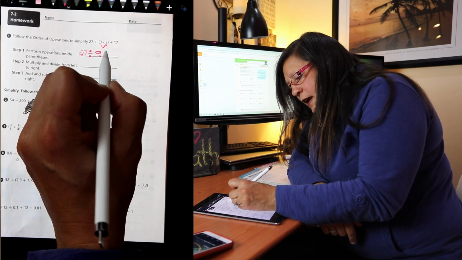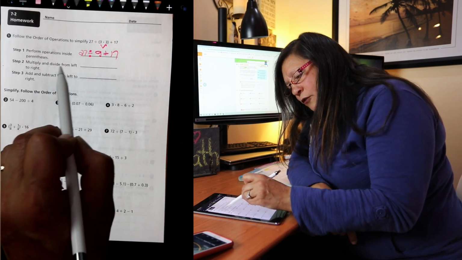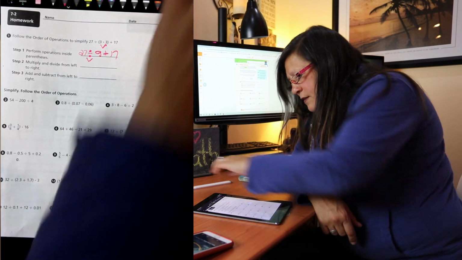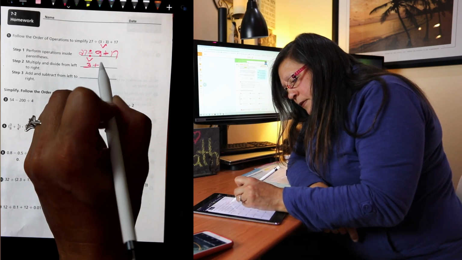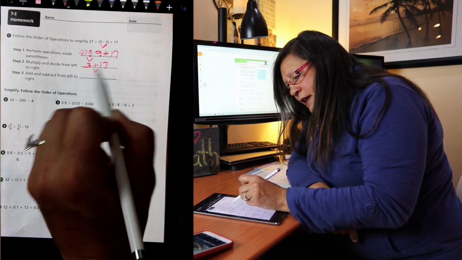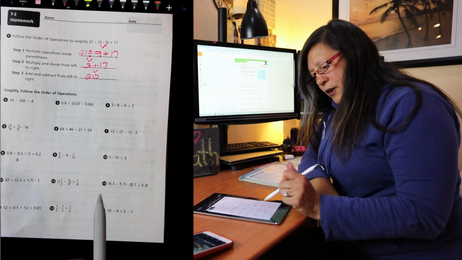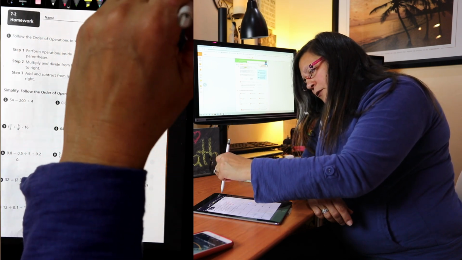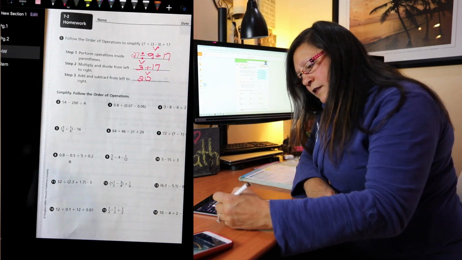3 times 3 is 9. Bring everything else down, one step at a time. Multiply and divide from left to right. So this is the one I need to do next. 27, let's see. Divided by 9 is 3. And then I'm going to do my last addition, subtraction, left to right. 17 plus 3, that's 20. Okay, go through each one of those using your order of operations. And at the end of the day, as always, I will put up the answers for you to check to see how you did.